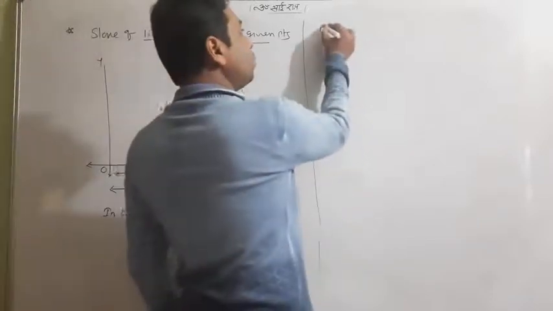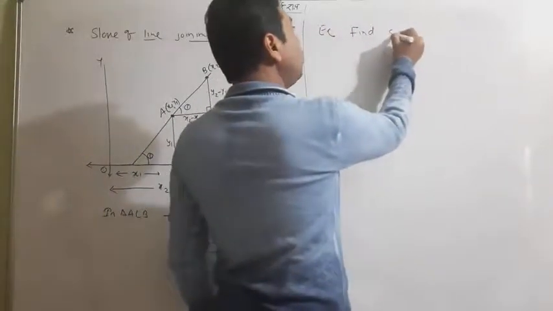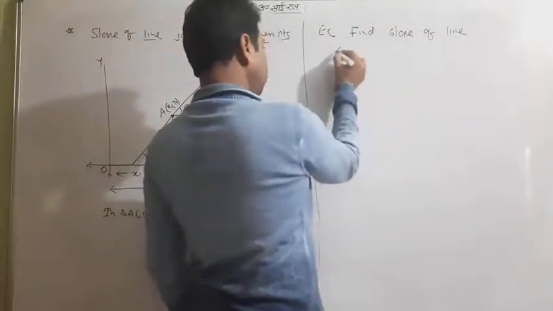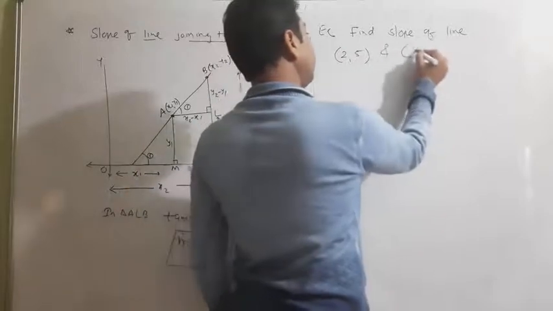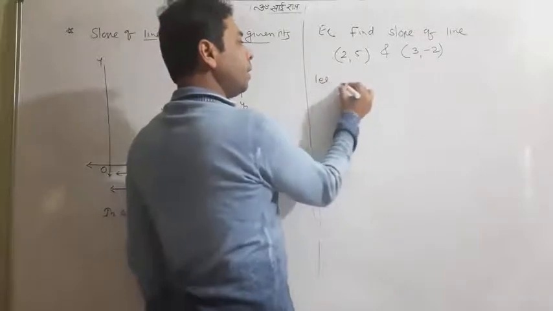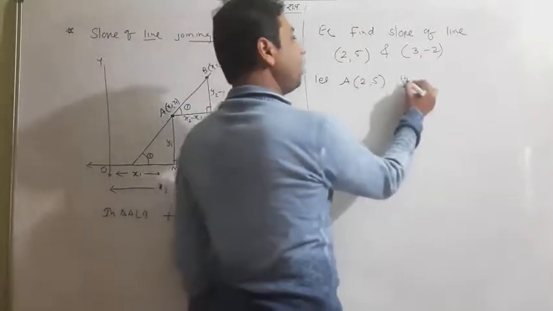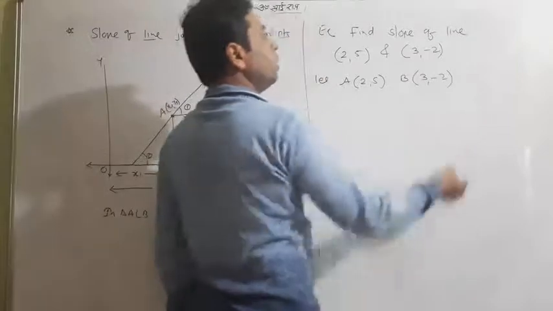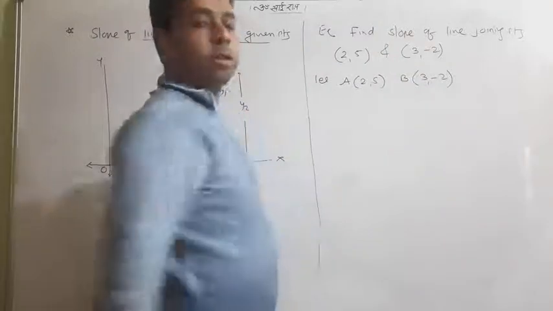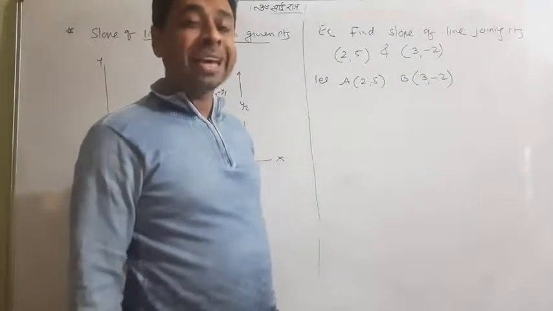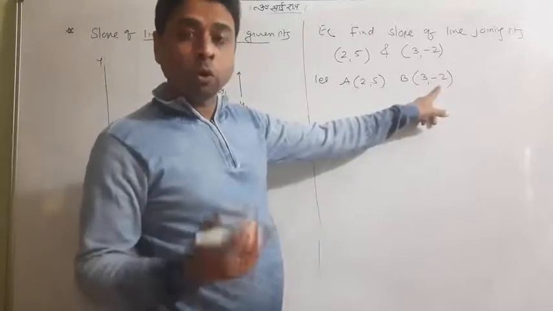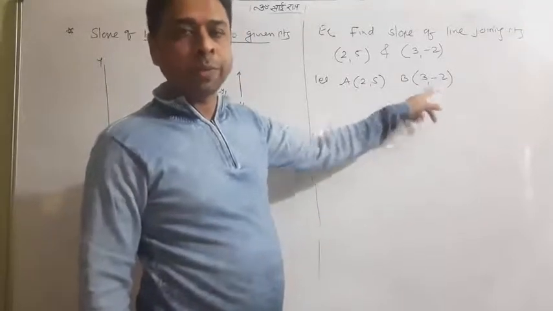I put an example to you. Find the slope of the line joining 2, 5 and 3, minus 2. So you will say, let A be 2, 5 and B be 3, minus 2, the line joining points A and B. So the first is x1 y1 and the second is x2 y2. You can also consider the reverse order.